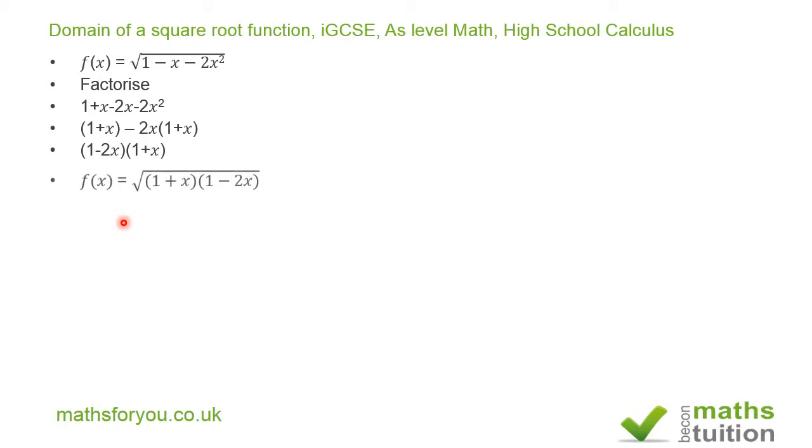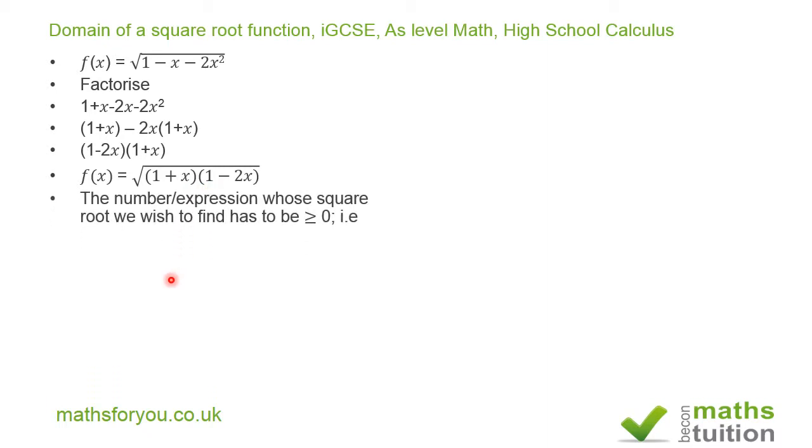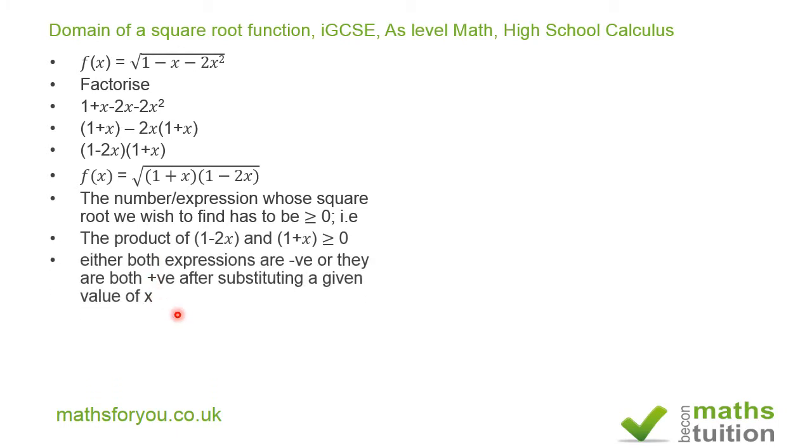So I can then write my function as f of x equal to the square root of 1 plus x multiplied by 1 minus 2x. Because we're looking for the square root here, when you plug in x values, this expression is not allowed to be below 0. So either 1 plus x and 1 minus 2x will both give us negative values, or both will give us positive values.